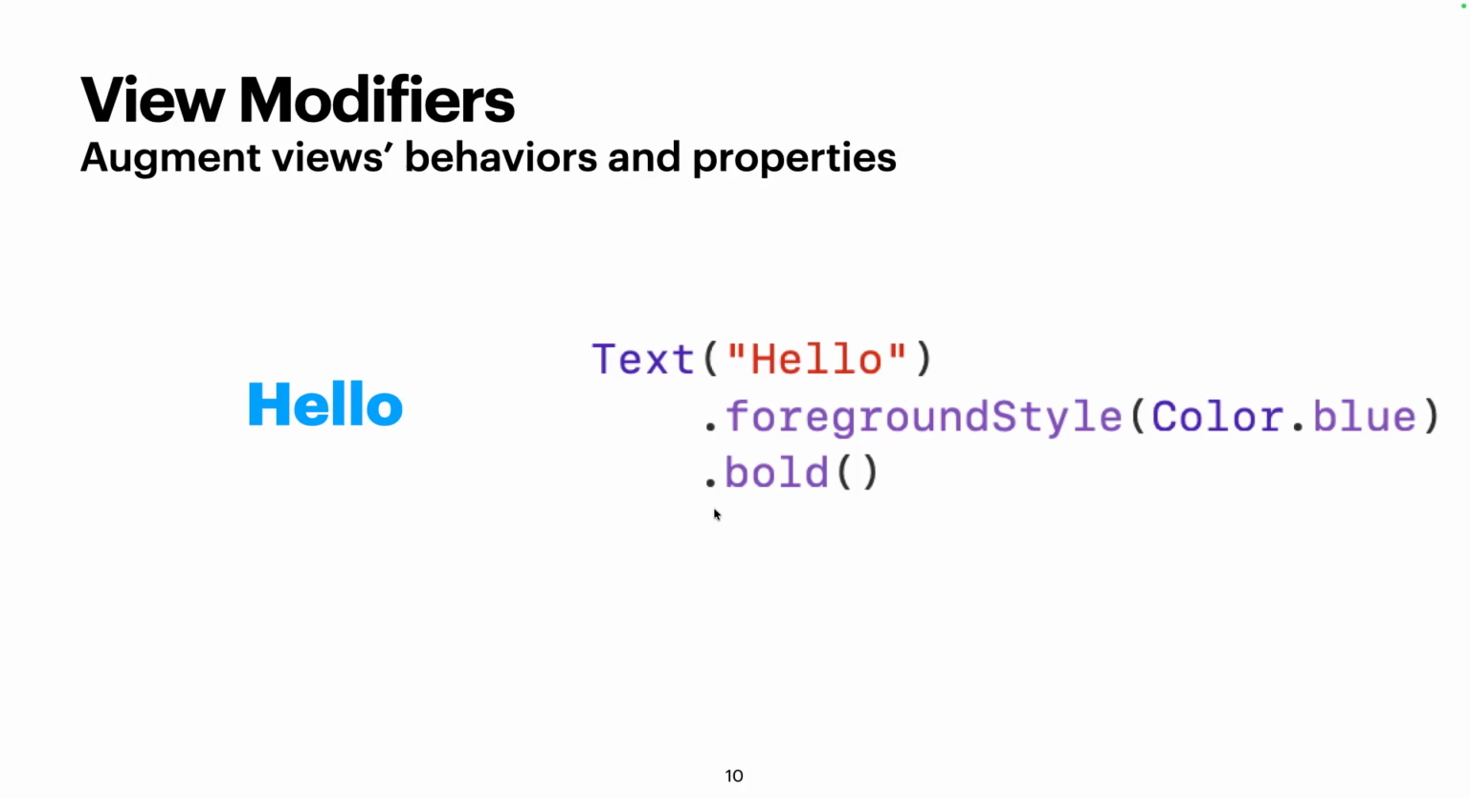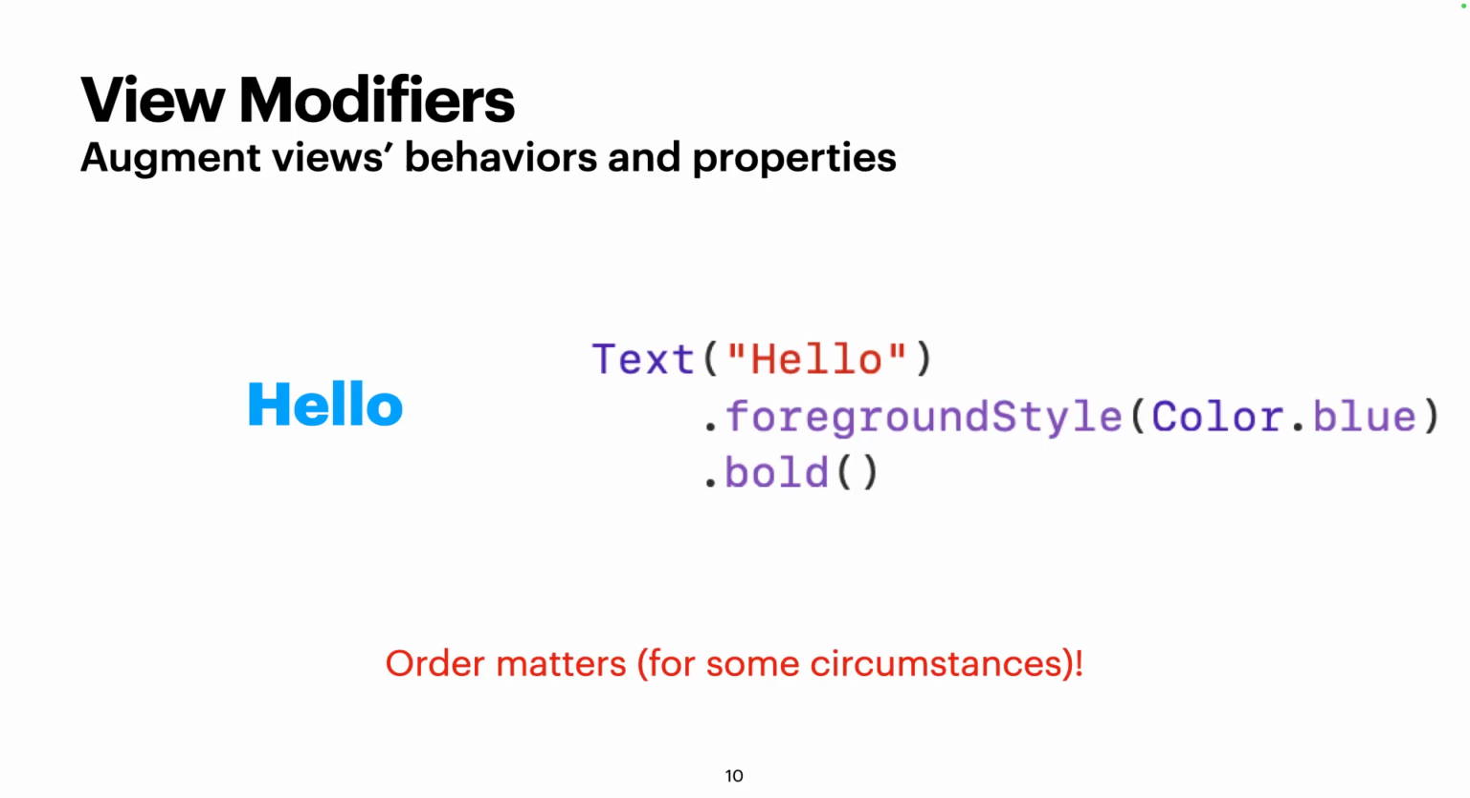Each time you add a view modifier, it creates a new view. When I apply foreground style, it creates a new view. And when I apply bold, it creates a new view on top of the new view that was created above. So it just chains downwards.